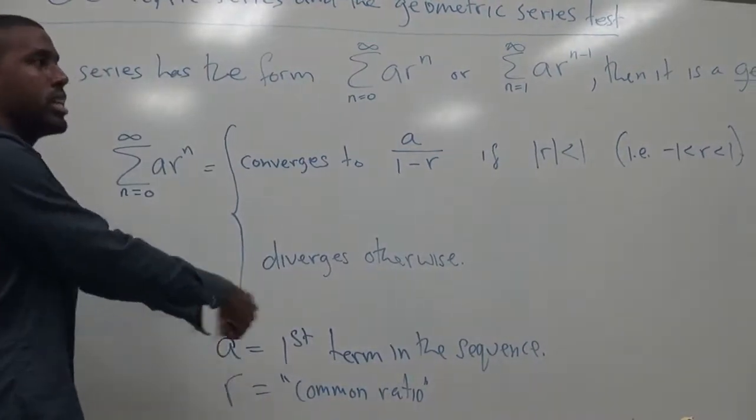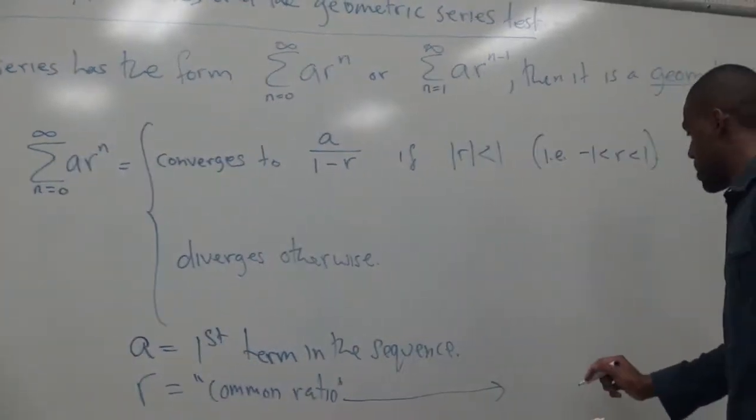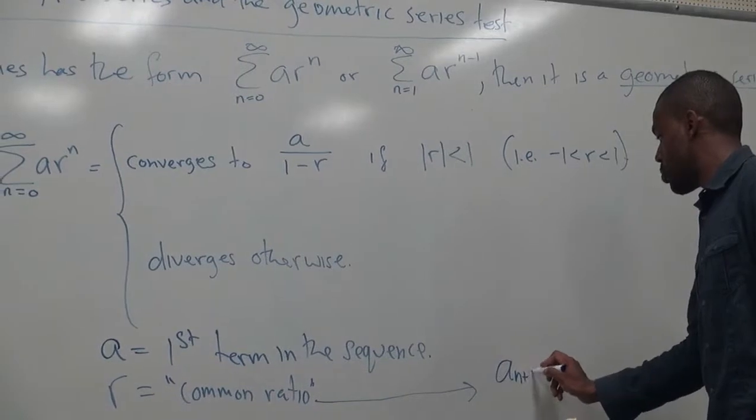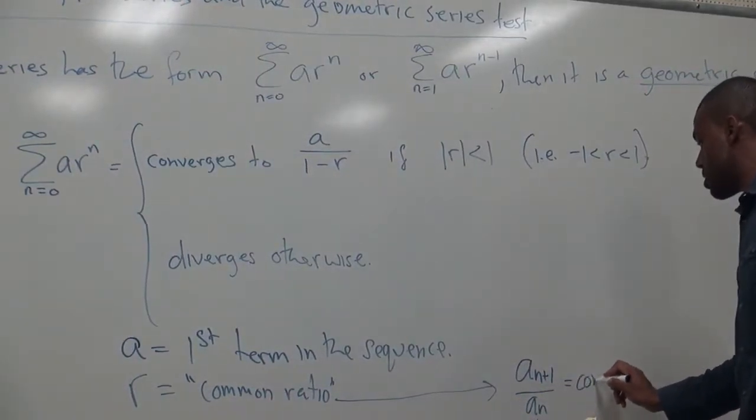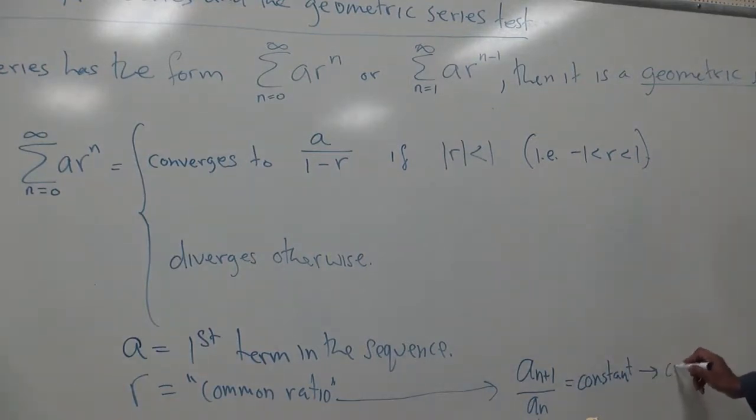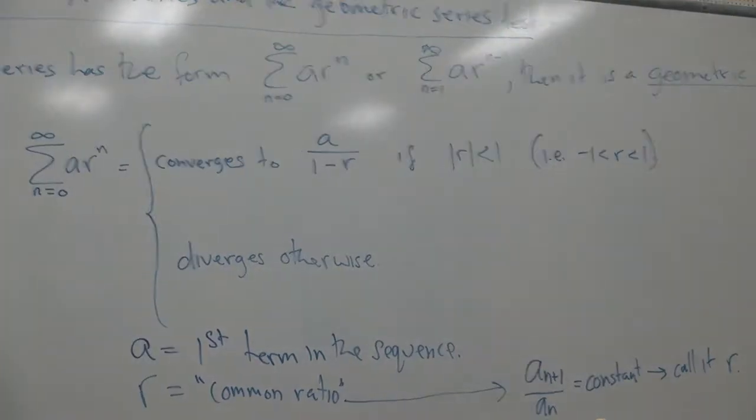So then that comes in handy. For example, you're given a list and you want to figure out if the list converges. Common ratio means your a_(n+1) divided by a_n is a constant, R. In this case, you don't have to do that.